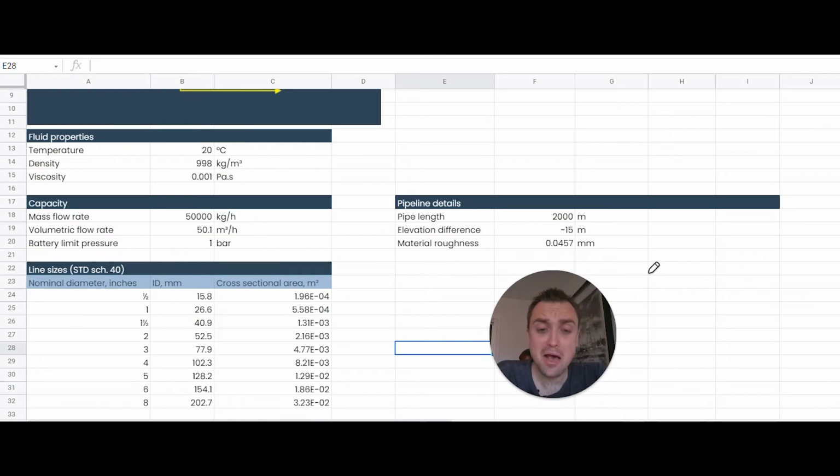Now we need to figure out how big this pipe is going to be. That's the whole point of this line sizing process. Is it going to be a 1/2-inch tube? Is it going to be a 24-inch monster?